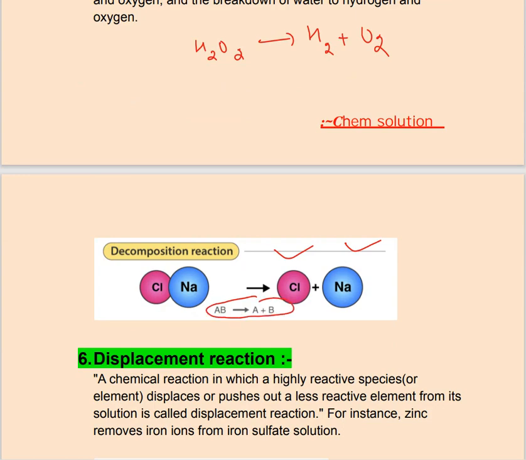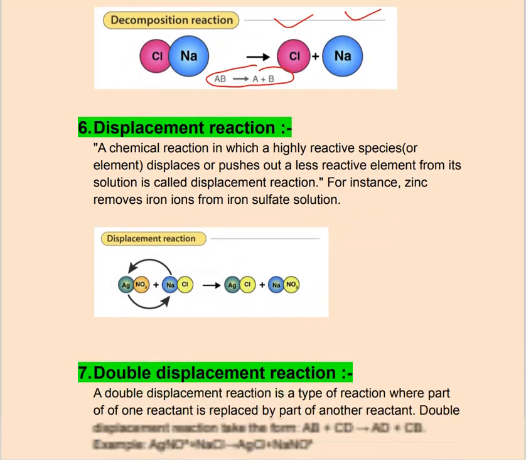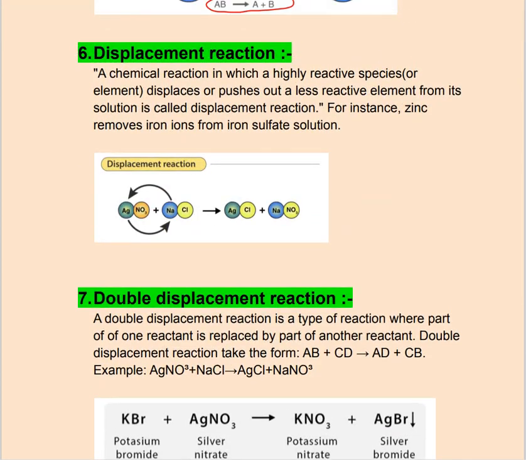Okay, displacement reaction. Displacement reaction is one in which the highly reactive species displaces the less reactive element in the reaction. You can see here sodium displaces silver because it is highly reactive, and it displaces the low reactive metal and forms AgCl plus NaNO2. This is an example of displacement reaction.